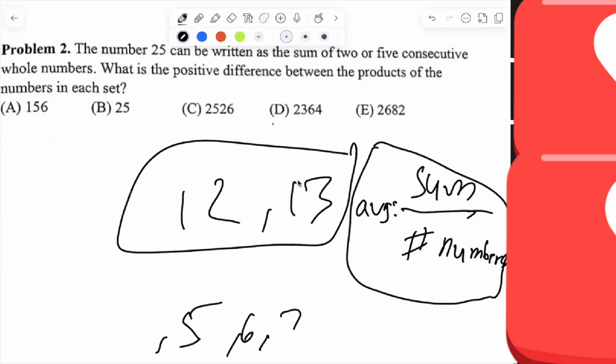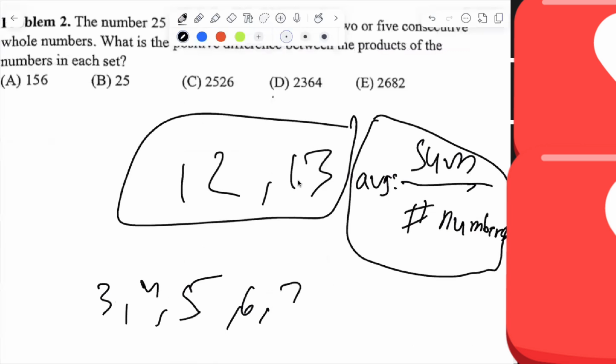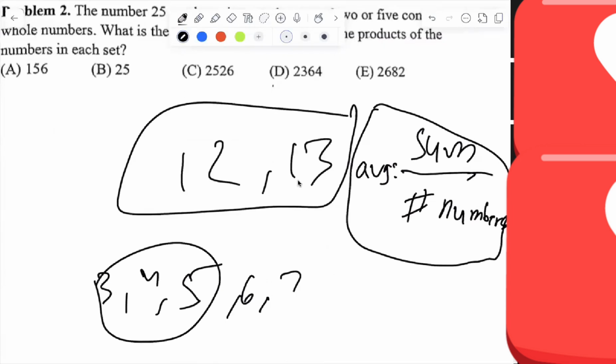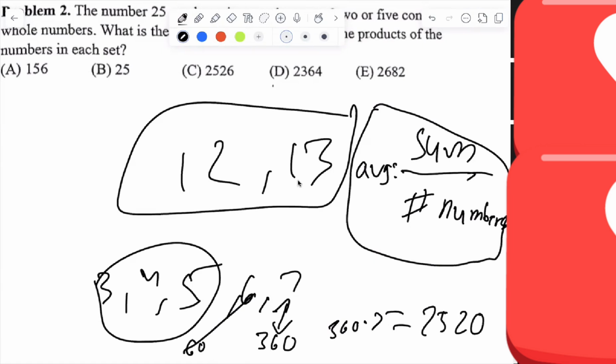Now we can just finish it. Just write the consecutive integers next to it. There's 3, 4, 5, 6, 7. Now we want the product. What's the product of 3, 4, 5, 6, 7? 5 times 4 is 20. This makes life actually much easier. 3 times 4 times 5 is just 60. 60 times 6 is 360. 360 times 7 is 2520.